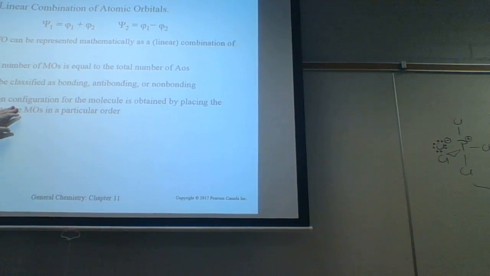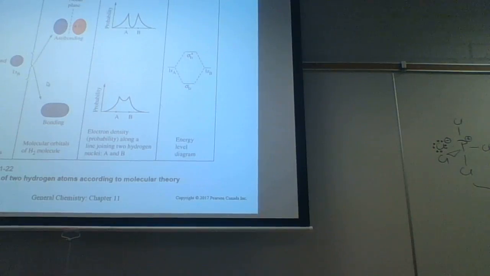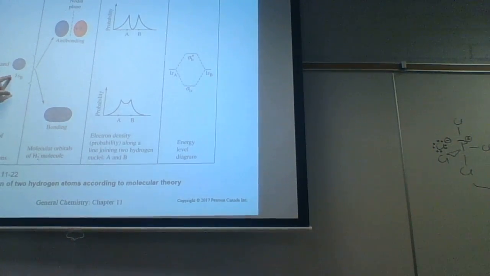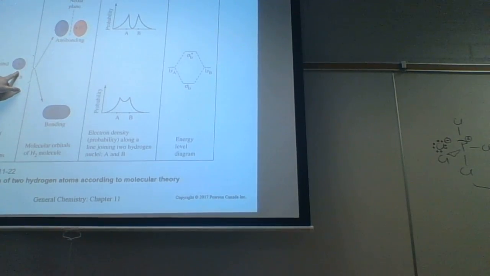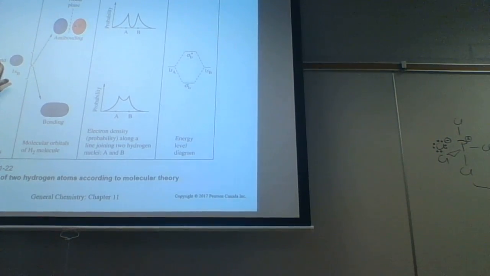The electron configuration for the molecule is obtained by placing electrons into MOs. So we fill the MOs. In other words, that last statement is we fill the MOs just like AOs. And so what happens to the AOs? If we look at hydrogen, we have one s orbital on one hydrogen and one s orbital on another hydrogen. When we do an LCAO, we generate 2 molecular orbitals.